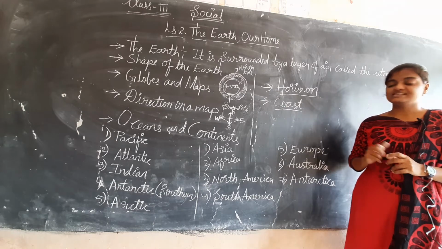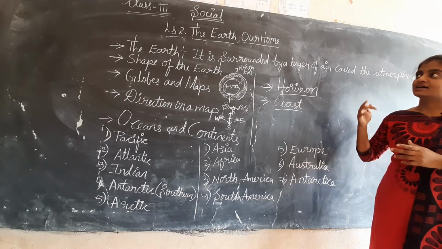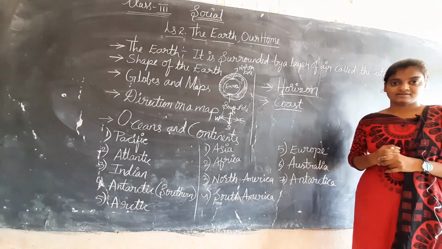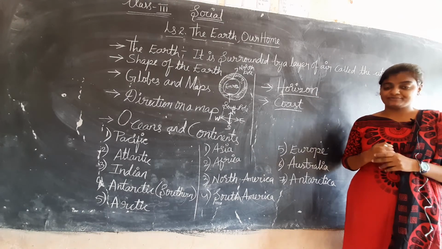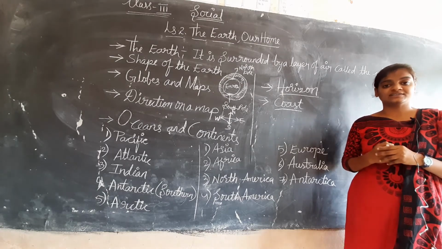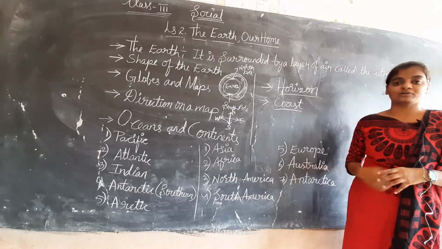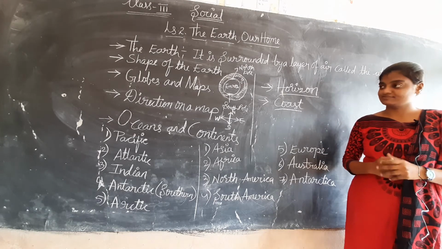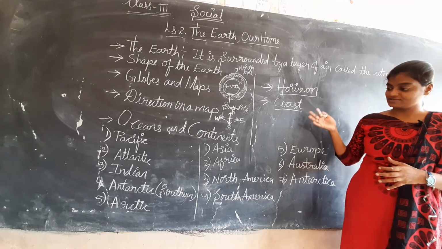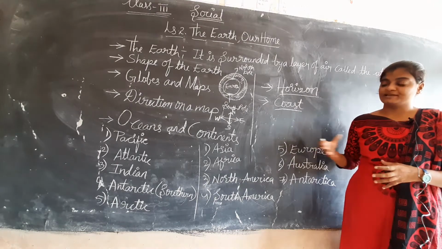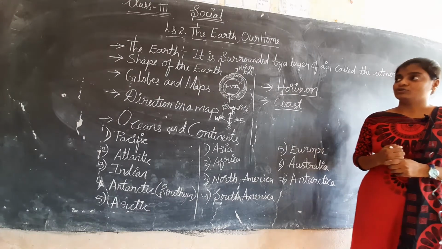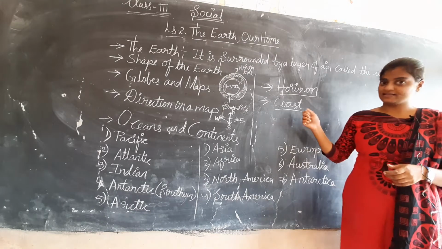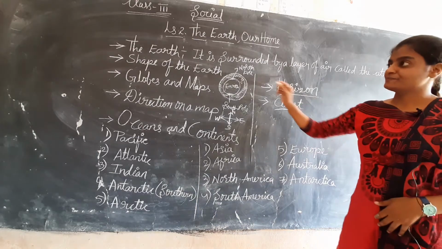So this is about the earth, our home. On the earth all these things exist. If you hear the word earth, you need to remember all these points. It is very easy to remember because I explained everything in short form. Hope you have all understood. Once again I will repeat all the points.